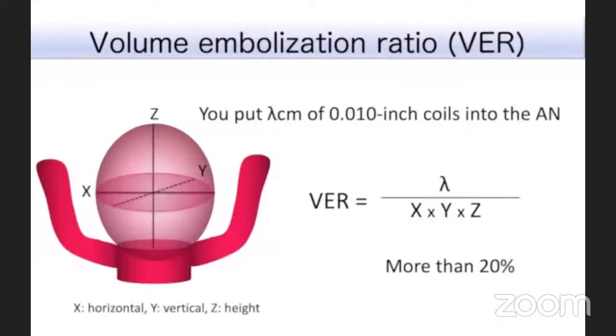How many coils are needed for obliteration of the aneurysm? Volume embolization ratio is good index for setting goal, finishing point. If you use lambda centimeter of 10 coils, VER can be calculated by this formula. More than 20% would be needed for adequate obliteration.